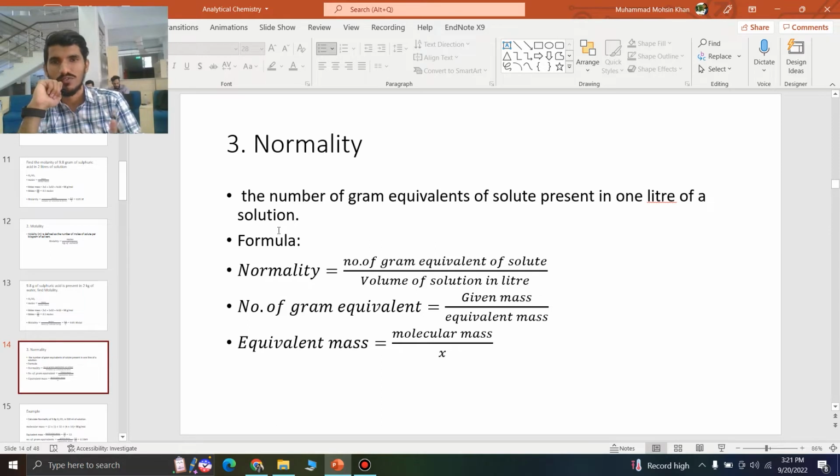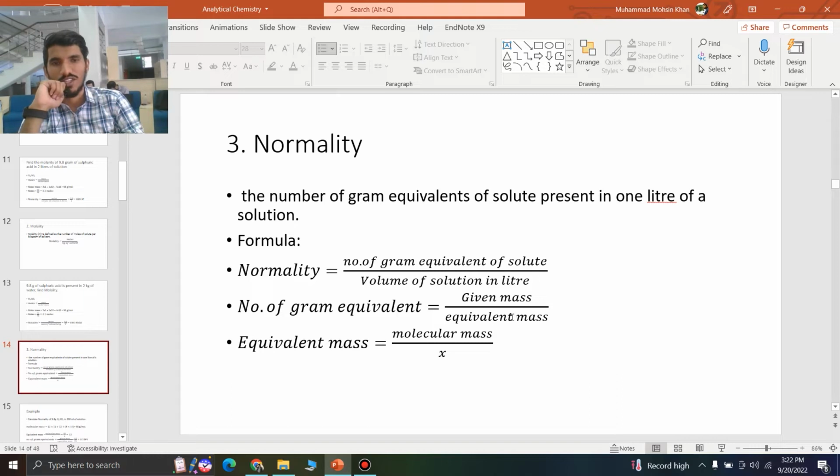Okay, these are the number of gram equivalents of solute that are present in 1 liter of a solution. So the formula is normality is equal to number of gram equivalents of solute divided by volume of solution in liters. So what are the number of gram equivalents? The number of gram equivalents has another formula that is equal to given mass divided by equivalent mass.